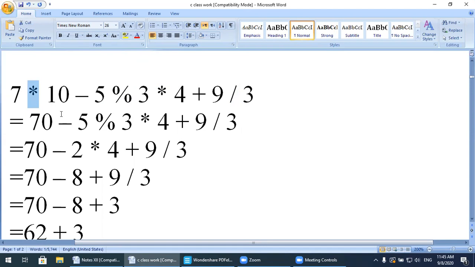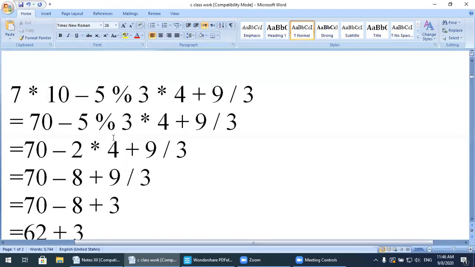Now you will have to solve step by step. In each step, you will get different marks. So 10 multiplied by 7 is equal to 70. The rest of the expression is the same. In the first step, I solved this operator. So we get 70 - 5 % 3 * 4 + 9 / 3. So these are solved first.